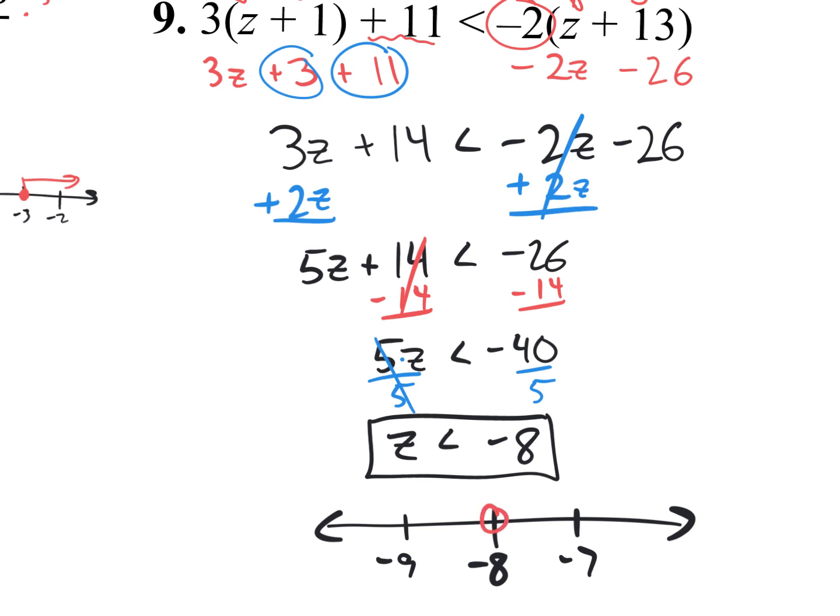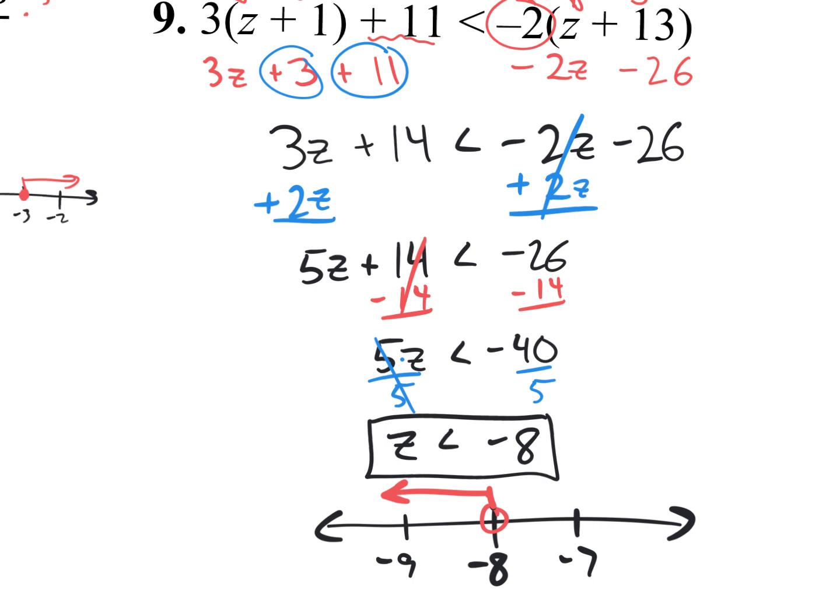And which way does it go? Does it go to the left or to the right? It goes to the left. Why? Because this is a less than symbol. It says z is less than -8. Anything on the left side is less. Anything on the right side is greater. Or another way of looking at it, if you have the variable on the left side, look at this inequality. Where's the point at? The point is on the left side of it, which means that it has to point to the left. So open dot pointing to the left.